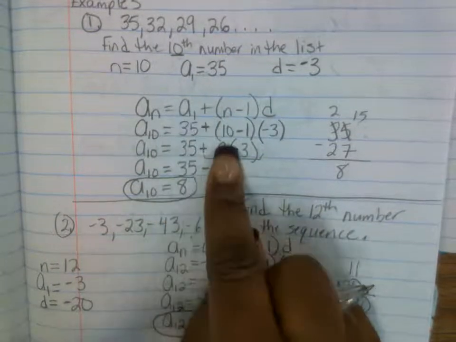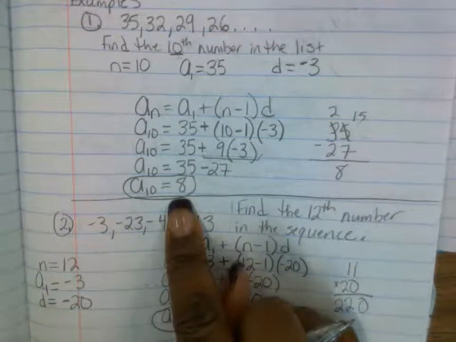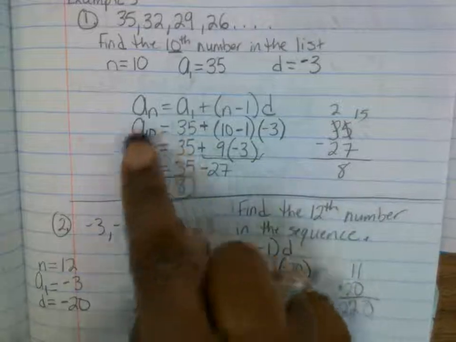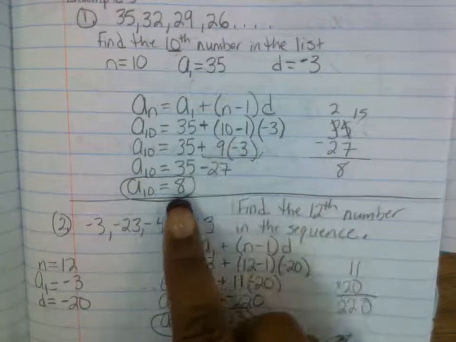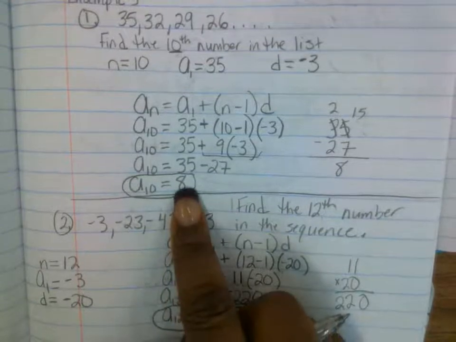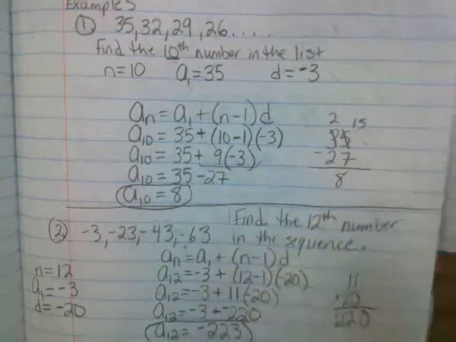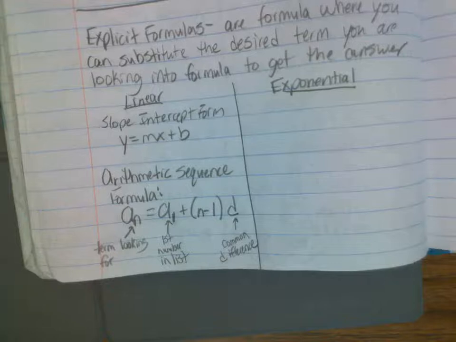You substituted 10 into the formula, and you were able to get the value for the 10th number that's in the list. Since you're able to substitute 10 into the formula to get a value for the 10th number in the list, that's why this is an explicit formula, because you don't have to do it 10 times to get your answer. Any questions about that?